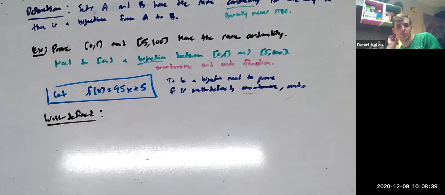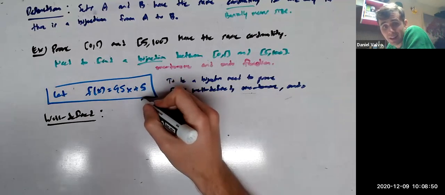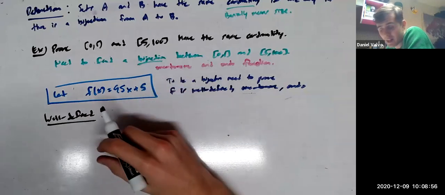So is our function f here well-defined? Yeah. Function f is totally well-defined. Why is it totally well-defined? Well, because it's made up of 95 times x plus 5. And for each input, 95 times x is one output. And add 5 to that, it's still just one output.